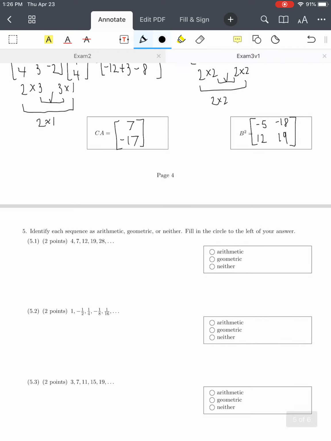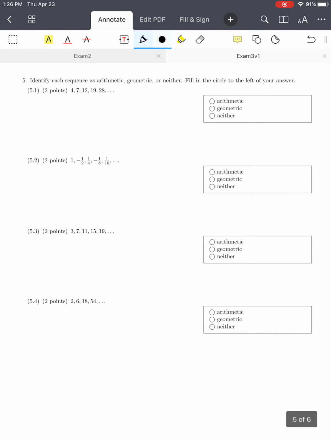Okay. Let's see. Problem 5. This is sections 7.1, 7.2 now. Identify each sequence as arithmetic, geometric, or neither. Fill in circle to your left. So remember, if it's arithmetic, then there's a common difference. If it's geometric, there's a common ratio. And if it's neither, well, then it's neither.